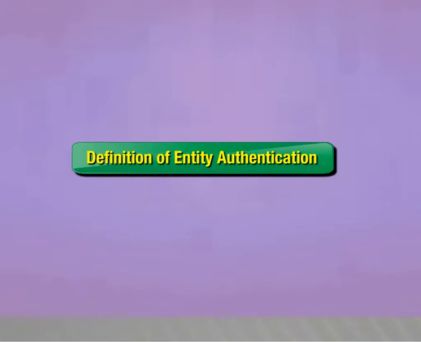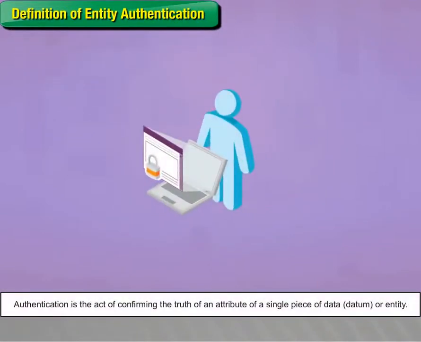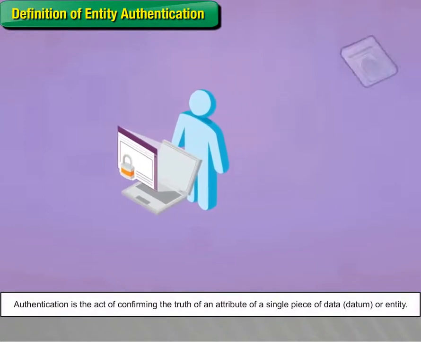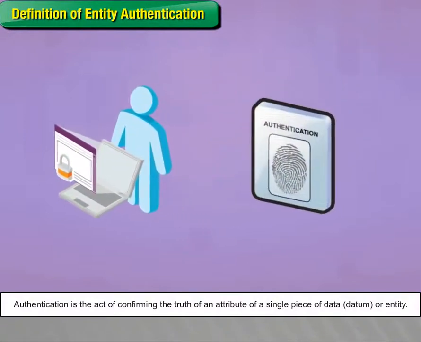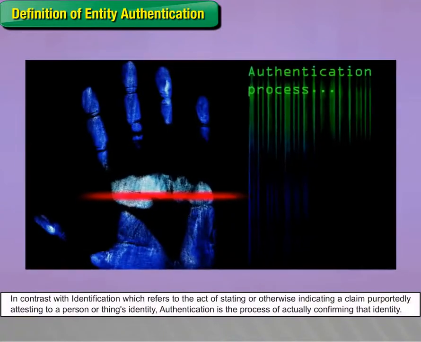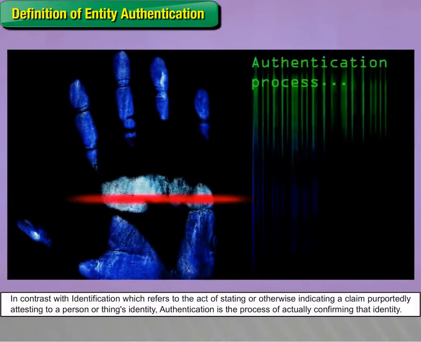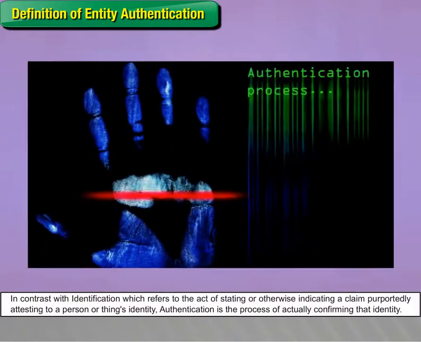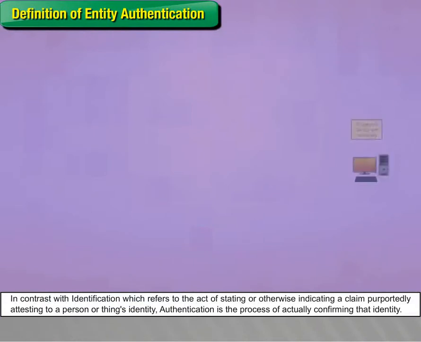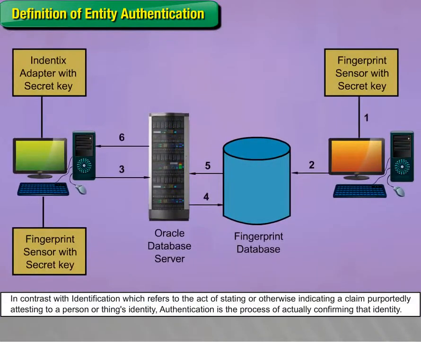Definition of entity authentication. Authentication is the act of confirming the truth of an attribute of a single piece of data, datum, or entity. In contrast with identification, which refers to the act of stating or otherwise indicating a claim purportedly attesting to a person or thing's identity, authentication is the process of actually confirming that identity.